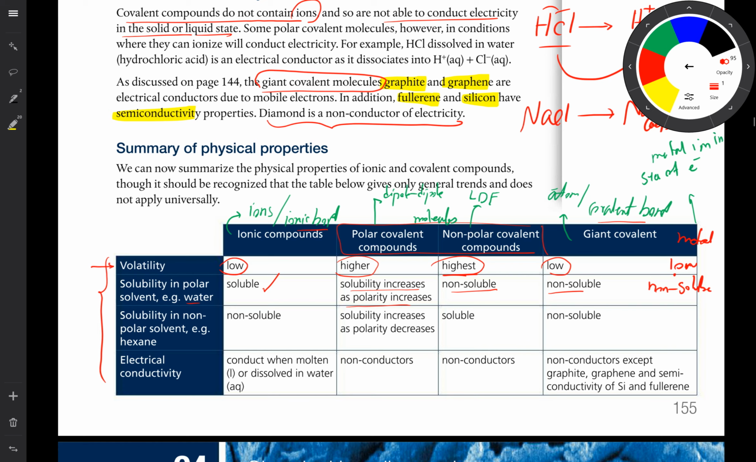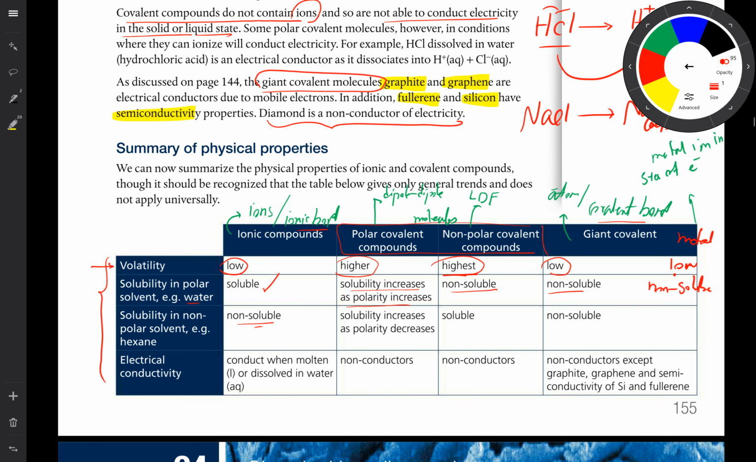Solubility in non-polar solvents: ionic compounds are not soluble in non-polar solvents. Okay, they are not soluble. So that's why you cannot dissolve table salt in oil. They are not soluble because the ions in ionic compounds are held together by strong ionic attraction, or ionic bonds, and it prevents attraction between the ions and the non-polar molecules in the solvent.